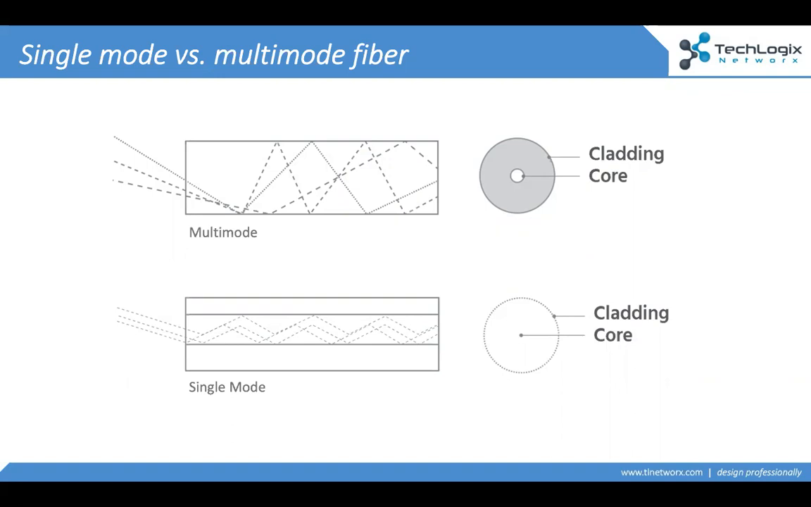The other cool thing is single mode costs less. The cable costs less. Less glass means less expensive, less expensive to manufacture, less raw material. So what we find is single mode is really becoming that universal cable for a lot of different reasons.